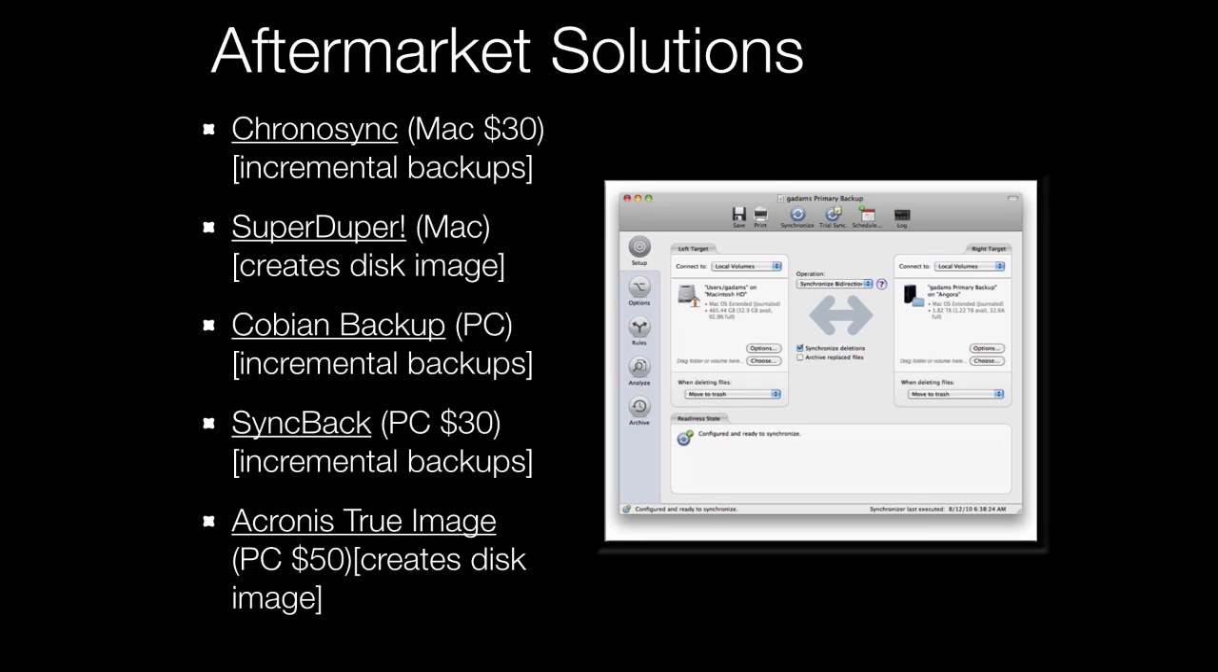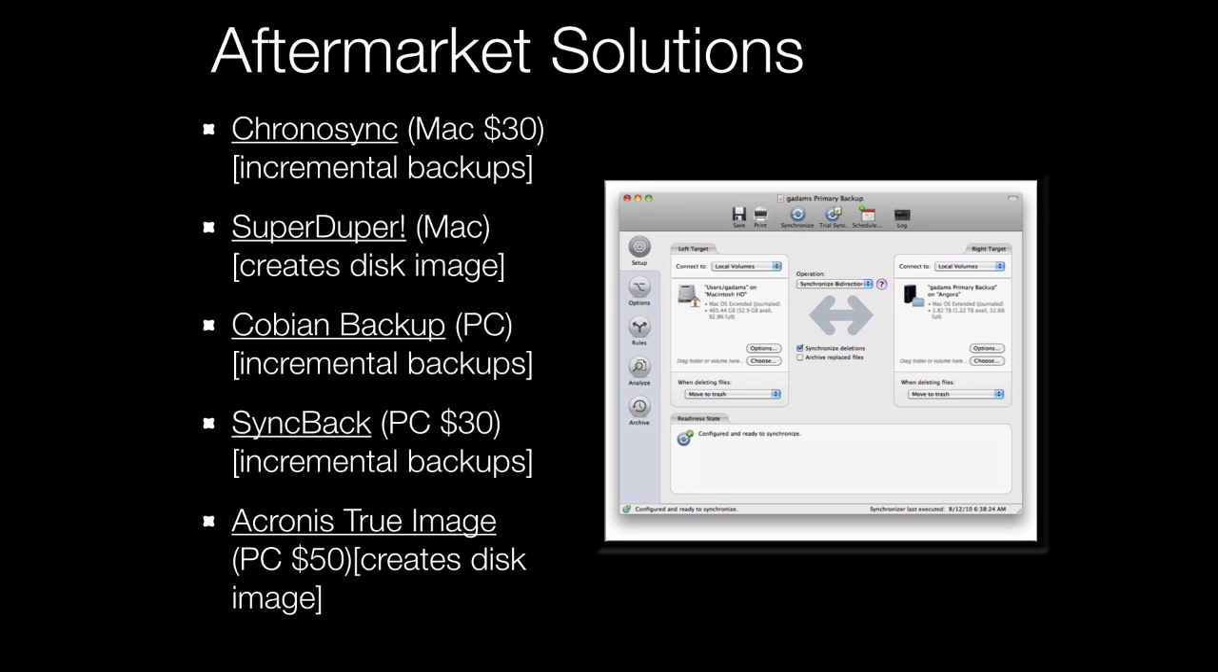SuperDuper is another disk image creator. This is great if your hard drive has died because you can take one drive, copy it directly to another drive, swap the drives, and your computer still works as if nothing happened. It's also great if you're going to update your computer to switch out hard drives. It's really easy to copy.